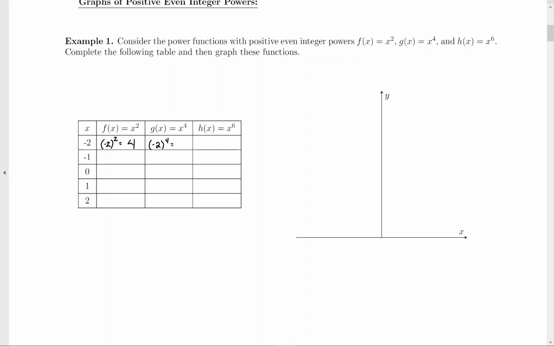Negative 2 raised to the 4th power is positive 16 because you're taking the number negative 2 and multiplying it times itself 4 times. And similarly for h of x equals x to the 6th, we're plugging the number negative 2 in for x, raising it to the 6th power. Anytime you take a negative number and raise it to an even power, your answer is going to be positive.